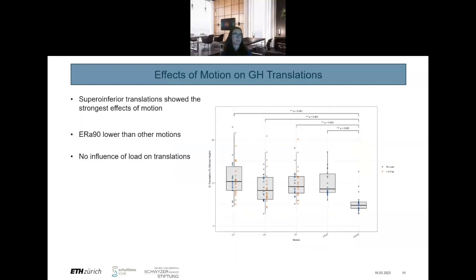There was a statistical effect of motion type on the translations, especially high external rotation, so that's ERA 90, which is consistently lower than the other motions, especially for forward elevation, so that's the FE motion. And there was no influence of handheld load on the translations.